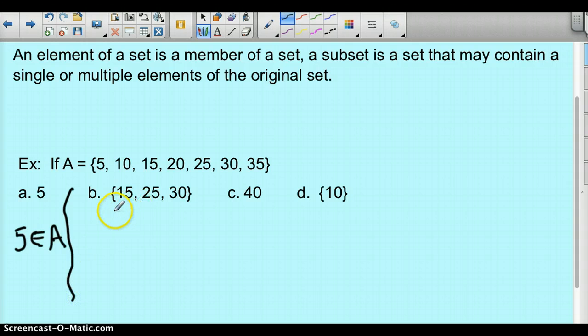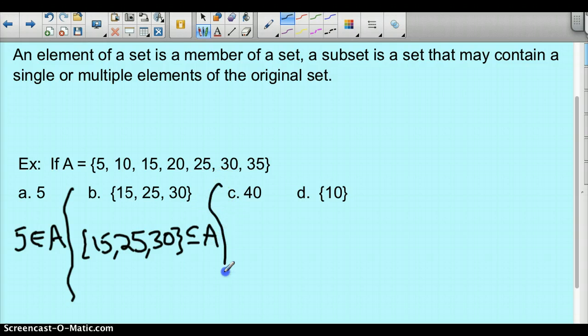That's the first one. Second one, I see braces. That indicates that this is a set, okay? So it can't be an element now because there are braces. It's indicating to me this is a set. All right, this set has 15, 25, and 30. So I want to know, is this a subset of the original set? To figure that out, I'm going to look to see, is 15 there? Yes, it is. Is 25 there? Yes, it is. Is 30 there? Yes, it is. So this set, which contains 15, 25, and 30, has all of the actual elements that are in set A, and therefore it is a subset of set A.